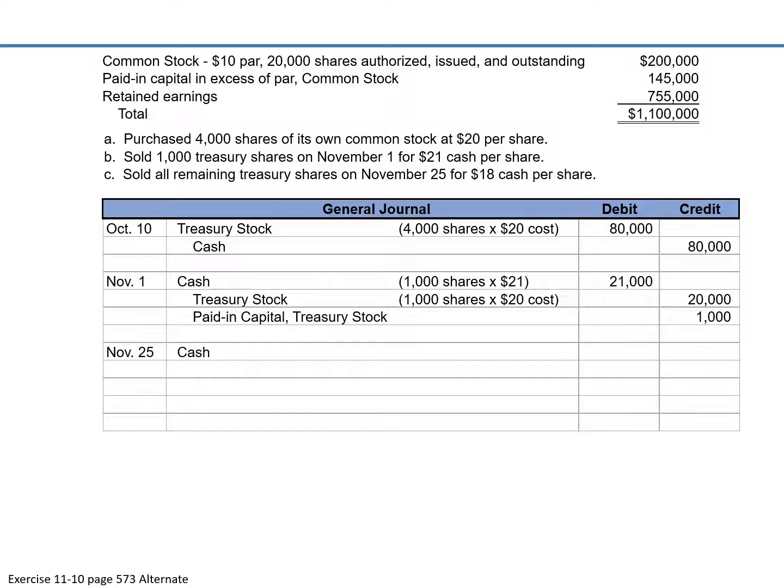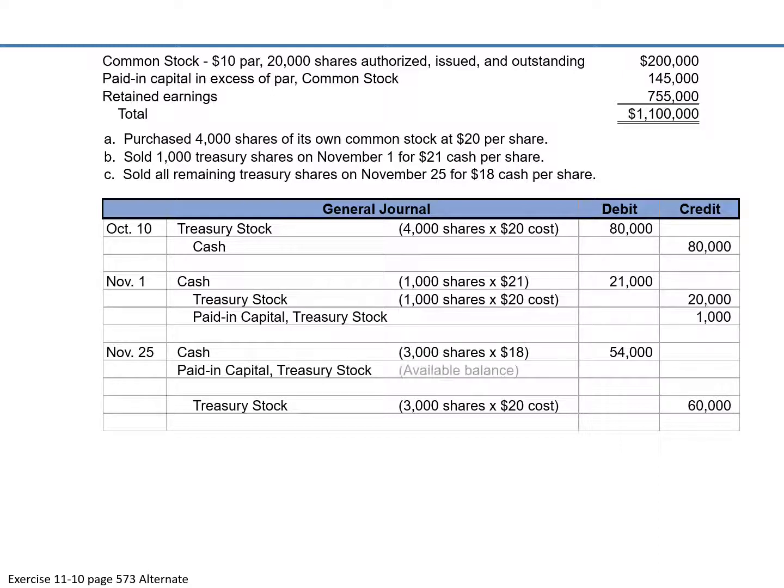Then in letter C, when we sell the remaining shares, so we had 4, we sold 1, we have another 3,000 left. 3,000 shares times $18 per share. We're going to have a debit of $54,000 to our cash account. We're going to reduce our treasury stock for the remaining 3,000 shares we sold, or $60,000. So we started at 80. We sold 20 on November 1st. We're selling the other 60,000 worth November 25th.